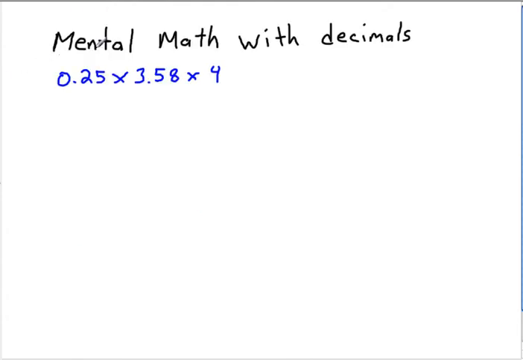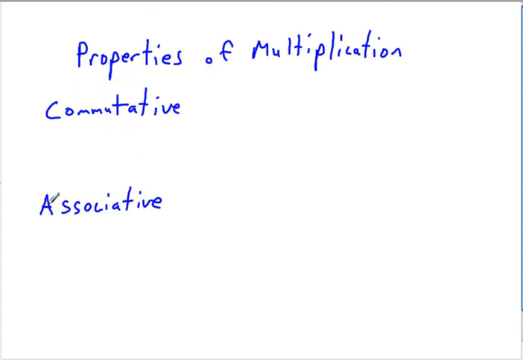The next thing I want to talk about is mental math with decimals. And when we're doing mental math, we want to keep two things in our thoughts here. We have the commutative property. And the commutative property says that any number, so 2 times 3 for instance, is the same thing as 3 times 2. And just to prove it, we have 2 times 3 is 6, and 3 times 2 is also 6. So it basically says it doesn't matter which number's on the left or right, it'll always be the same thing.